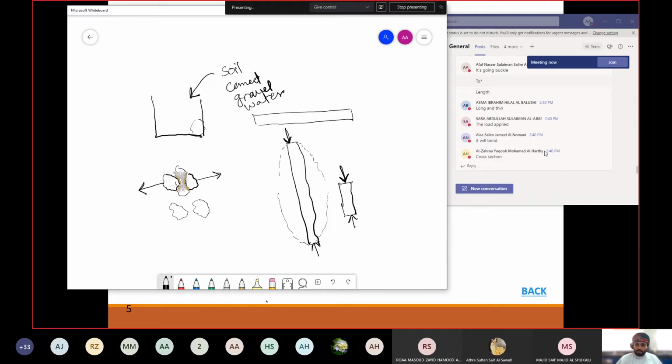Cross section. Rather than saying length, we should say slenderness. You have studied slenderness in design of structures too, and you should know its meaning. We are talking about the ratio of length to one of the cross-section dimensions, length to width or length to height of the section. I'll give you an example.